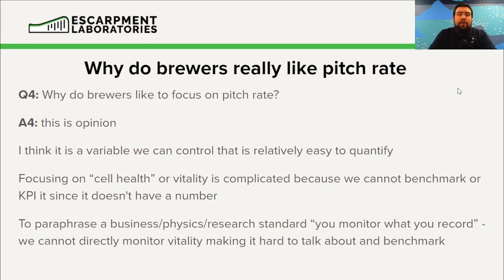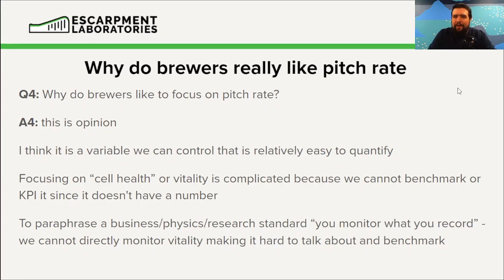Question 4: why do brewers like to focus on pitch rate? This is a bit of an opinion piece here, so I just wanted to put it in, but I think it's important to understand. People like control. People like to focus on things that they have the ability to control. There's a business and research standard that says you essentially monitor what you record. So if you can record a thing, you can feel like you have influence and control over it, which is true here too.